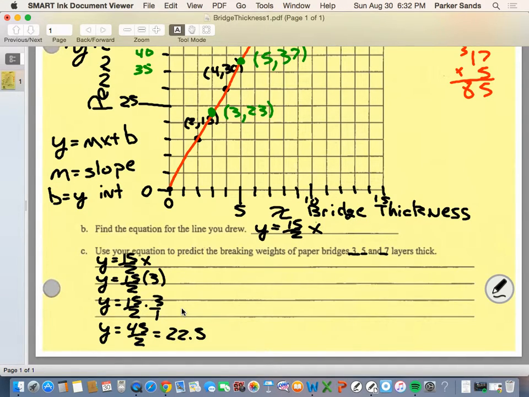So what did we guess? 23? Hey, that's pretty close. 22 and a half here. 23 here. Not too bad.